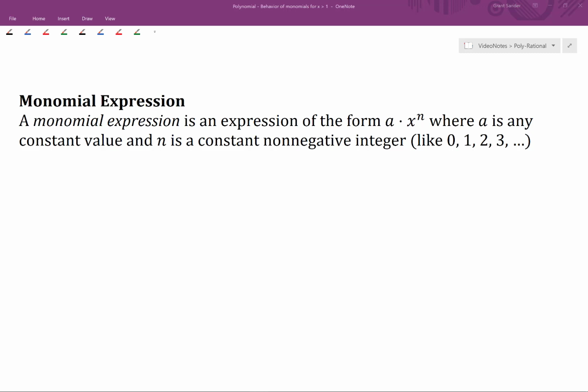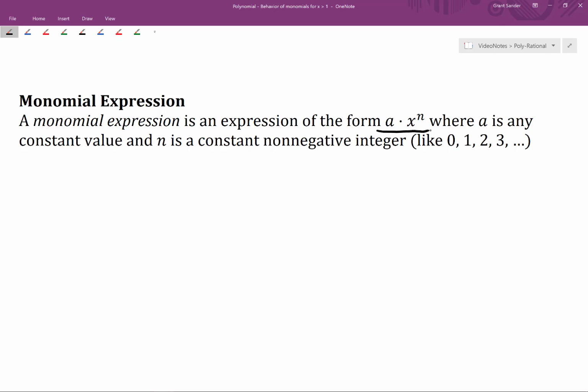In this video, we will introduce the idea of monomial expressions and then look at their behavior for values of x greater than 1. So a monomial expression is an expression of the form a times x to the n, where a is any constant value and n is some constant non-negative integer like 0, 1, 2, 3, or any other larger integer.